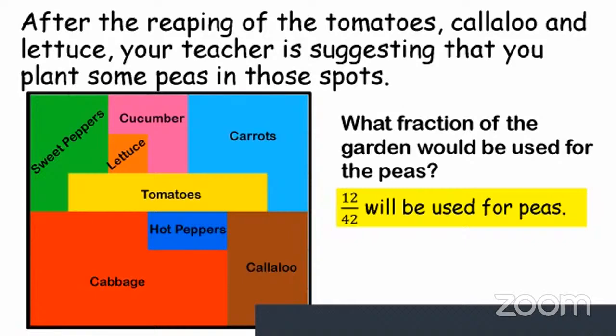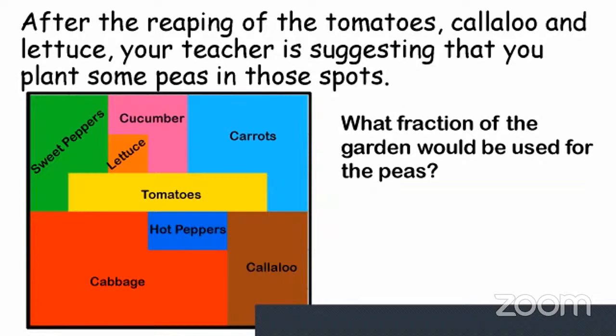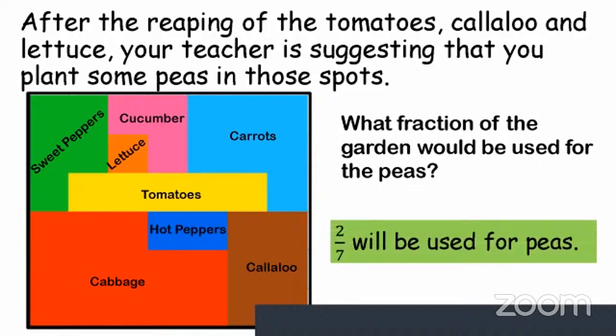So I see Dresden, I see Ashana Fi. I'm seeing plenty of persons here, Nalani. Fayon Morgan telling us that yes, the fraction of the garden to be used for peas would be indeed, after we simplify, 2 sevens. So 2 sevens will be used for peas. Great job, guys. I'm really, really proud of you guys.